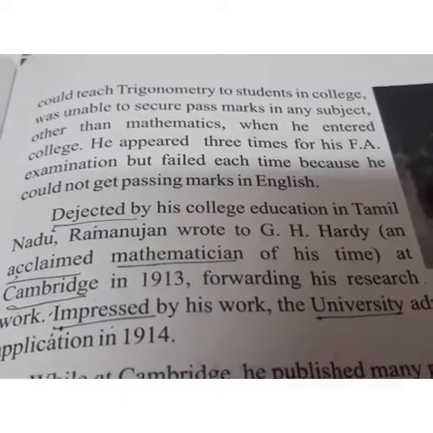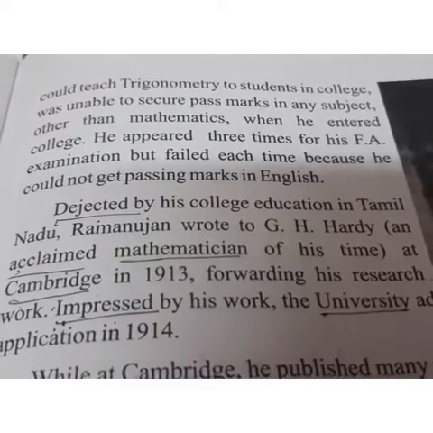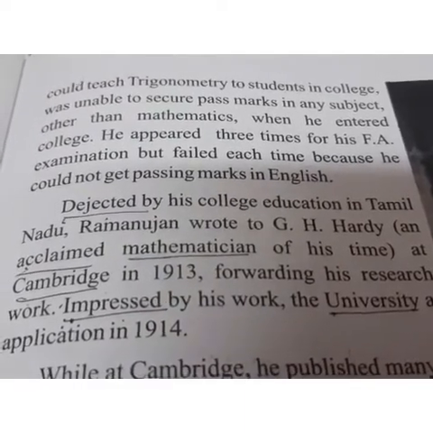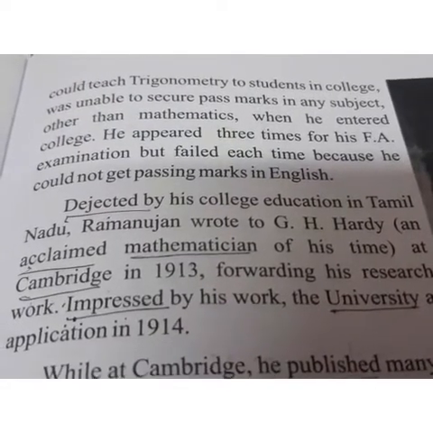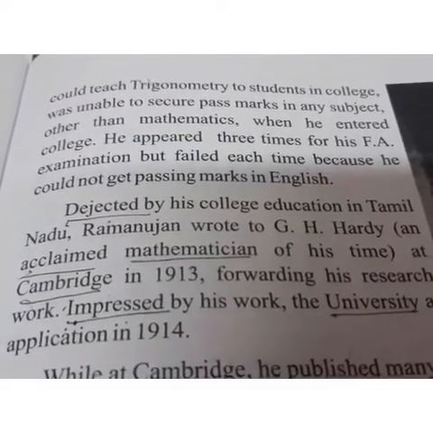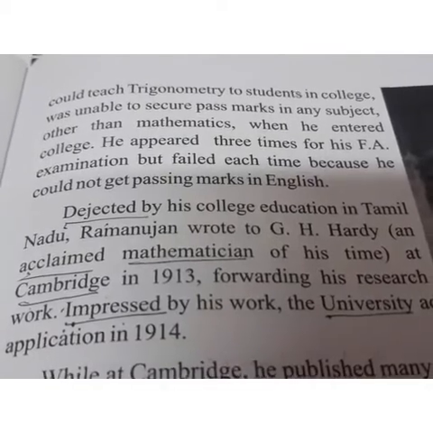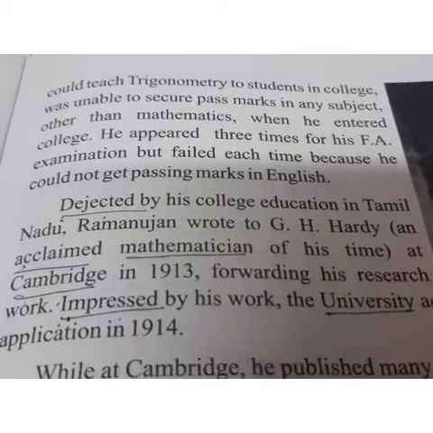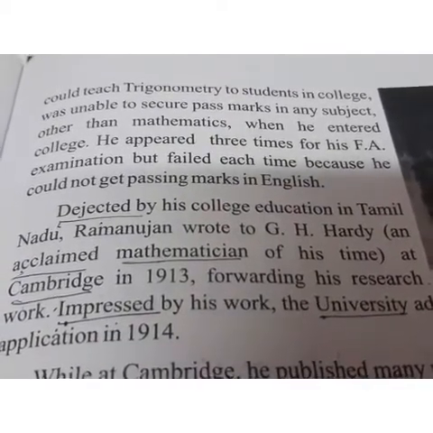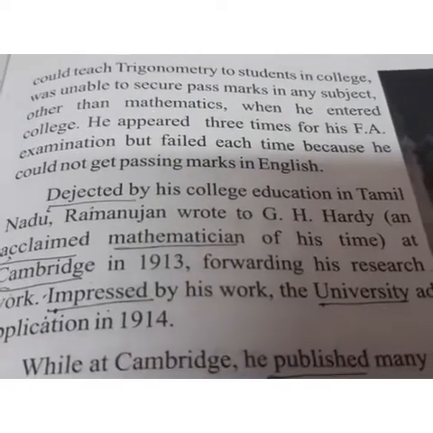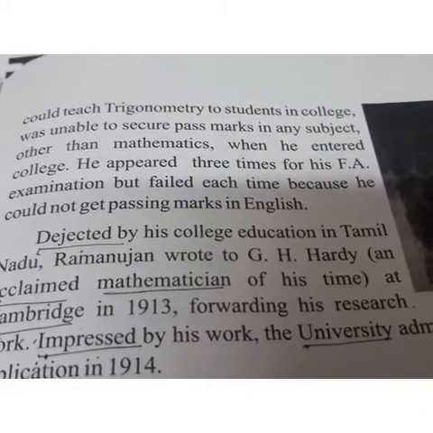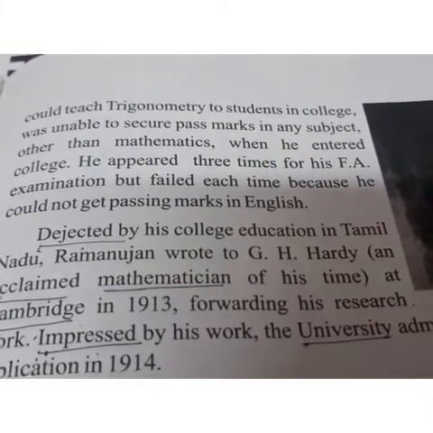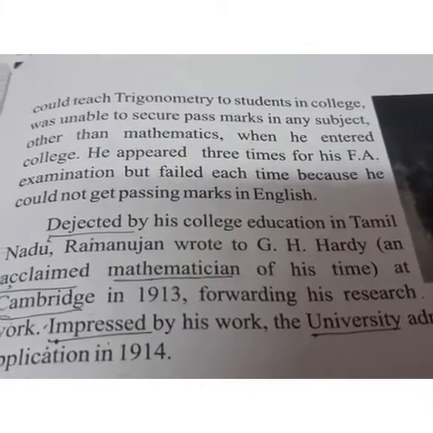Unable means he was not able to secure pass marks in any subjects other than maths. That means he only passed in maths and in all the rest of the subjects he failed. When he entered college, he appeared 3 times for his FA examination but failed each time because he could not get passing marks in English. Now, he appeared 3 times for his exams so that he could pass, but every time he failed because he could not pass in English.